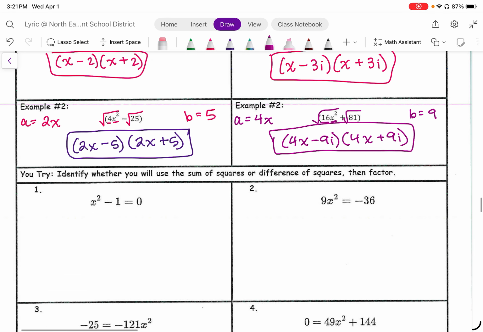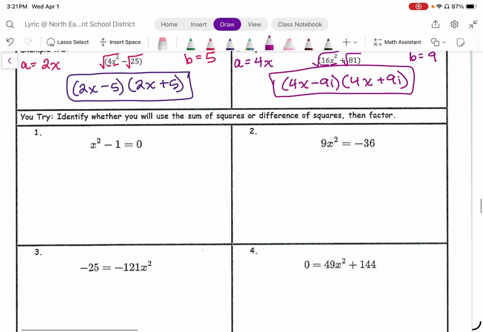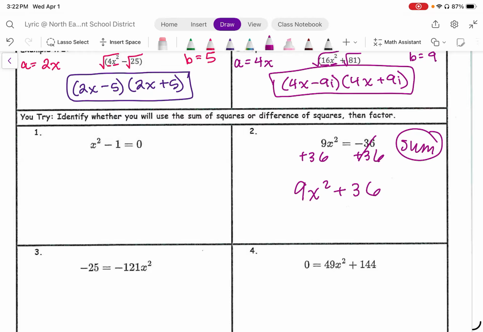All right, I want you to try these examples down here. You're going to identify whether you're going to use sum or difference of squares and then factor. Notice how some of these are not in standard form. We need them to be in standard form. How would we get number 2 here in standard form? We'd have to add the 36 to the other side. And now we see that this is sum of squares. Number 1's already in standard form. This is going to be difference of squares.